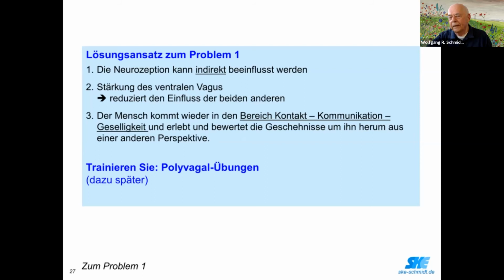Stanley Rosenberg found something very genius. So he found how we can indirectly influence neuroception and how we can strengthen the ventral vagus, and that means at the same time reduce the strong influence of the two other nerves or nervous systems. So getting people again into the zone of contact, communication and sociability, and give them the opportunity to evaluate the events around us from a different perspective.